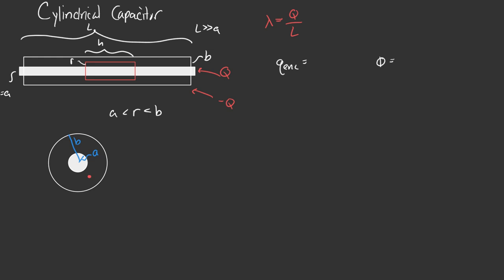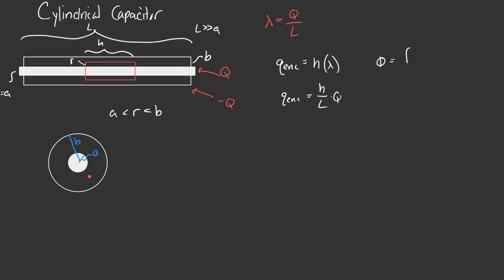I think the Q enclosed is the easiest. It's going to be H times lambda, which for this part of the problem is going to be H over L times Q. And that'll be our Q enclosed. Any question about that? All right, so next we're going to take a look at our flux.